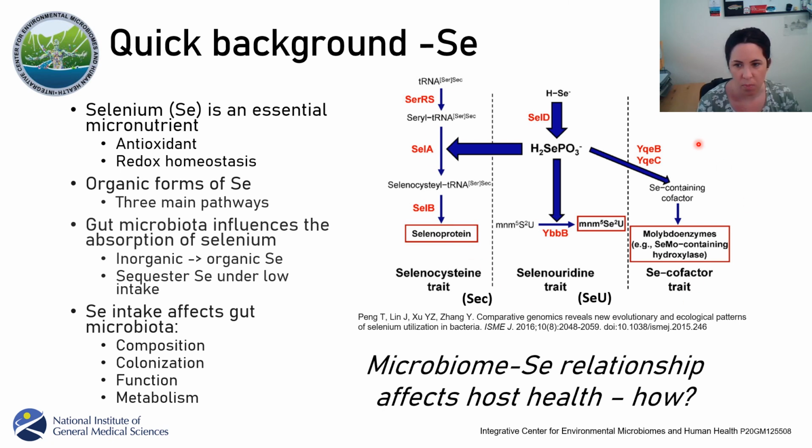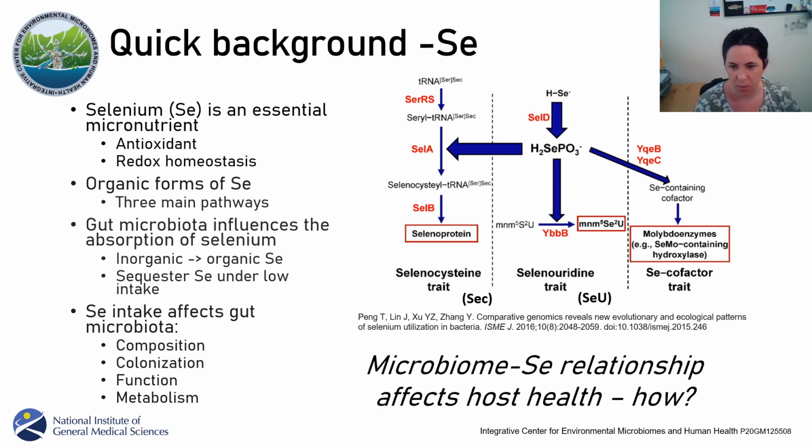There are three main biological pathways that specifically incorporate selenium into biomolecules. The incorporation of selenium into the amino acid selenocysteine, often referred to as the 21st amino acid, is the most common pathway and is utilized by all domains of life. The other two are only observed in bacteria and archaea. It's believed that bacterial transformation of inorganic to organic forms of selenium makes the micronutrient more bioavailable to the host. However, it's also known that under conditions of low intake, microbiota with first access to the nutrient can sequester it from the host as well. And it's been described that altered selenium intake can affect gut microbiota composition, colonization, function, and metabolism.